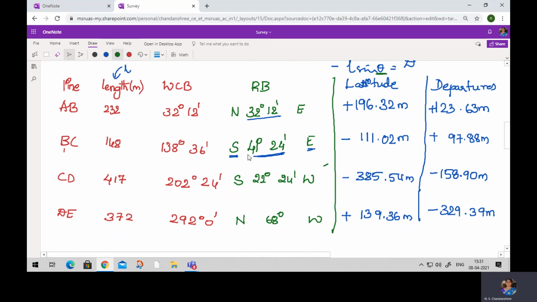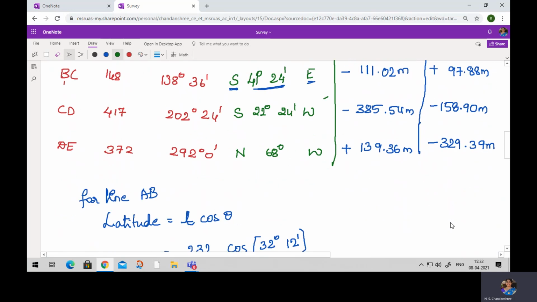In the second example, the line BC lies in the southeast quadrant. Now what happens? The latitude value is negative and the departure value is positive. Similarly, line CD lies in the southwest quadrant, so both latitude and departure are negative. Next is line DE. It lies in the northwest quadrant, so the latitude value is positive and the departure value is negative.